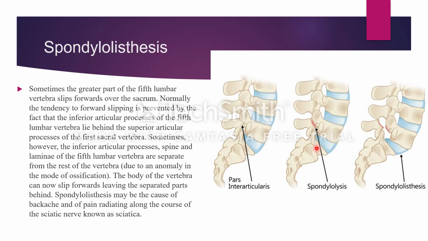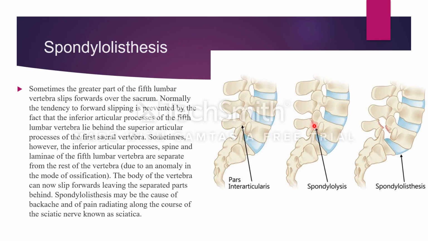But sometimes, the inferior articular processes, the spine and the lamina of the fifth lumbar vertebra are separate from the rest of the vertebra due to an anomaly in the ossification. If they are separate from the rest of the vertebra, the body of the vertebra can now slip forward. See here, it is coming forward on the sacrum. It can be a cause of backache and pain radiating along the course of the sciatic nerve, which will cause sciatica.